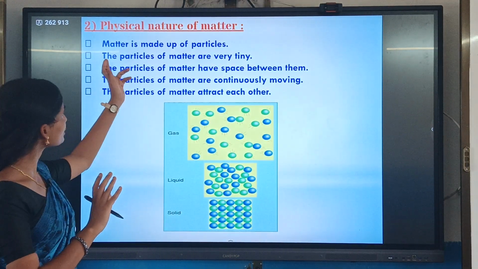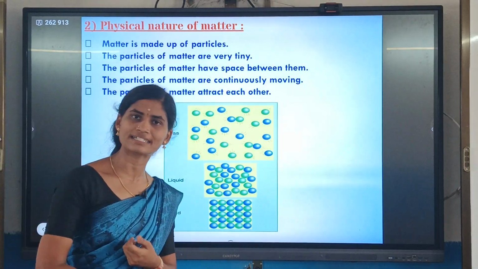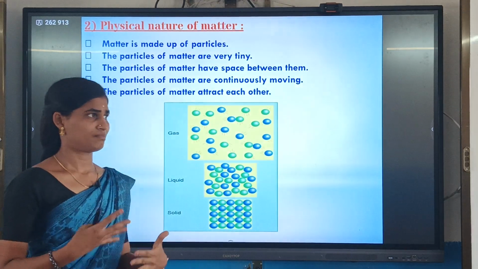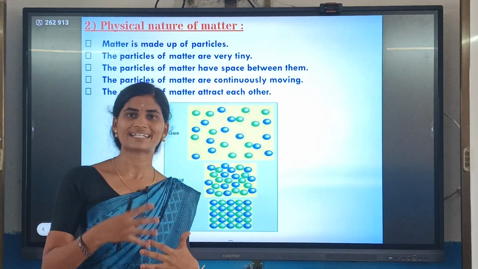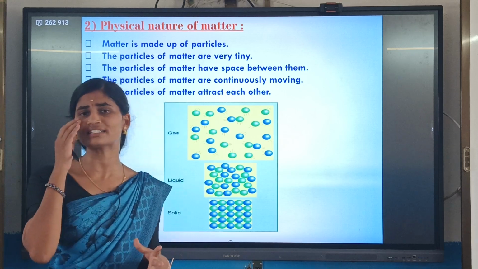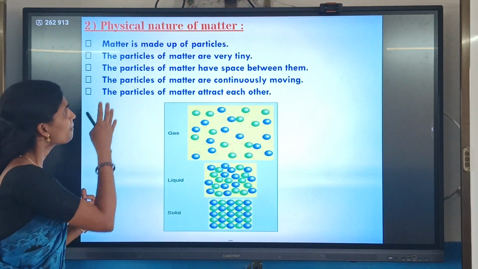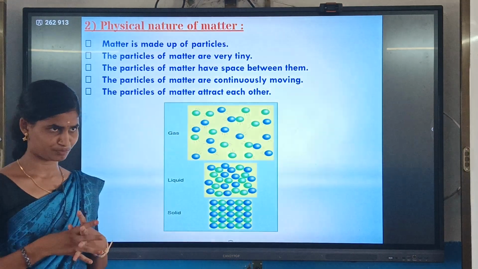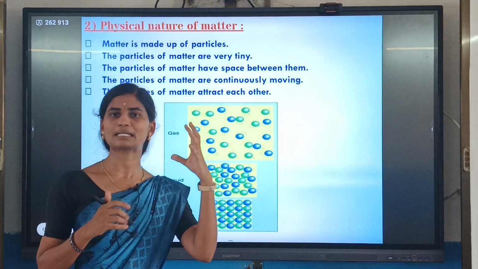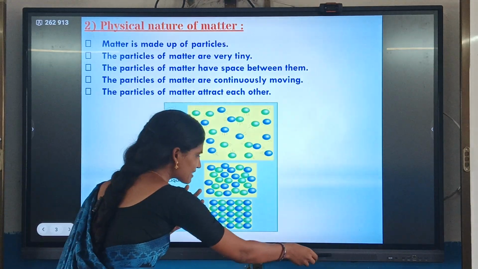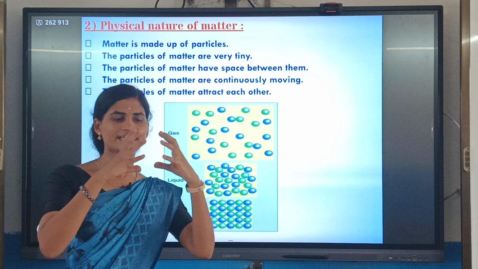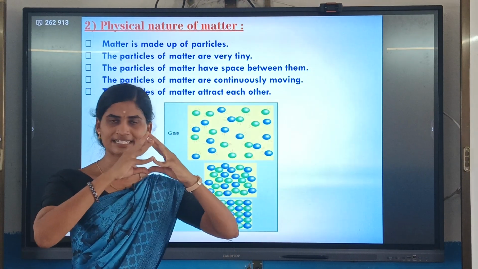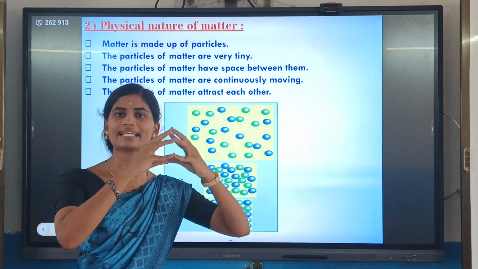Next, the second physical nature of matter: the size of the particles of matter is very tiny. We cannot see them with our eyes. Before we explain this, let us see what is solid, what is liquid, what is gas. Consider your fingertip as a particle. In a solid, the particles are tightly packed like this. We cannot easily separate them.